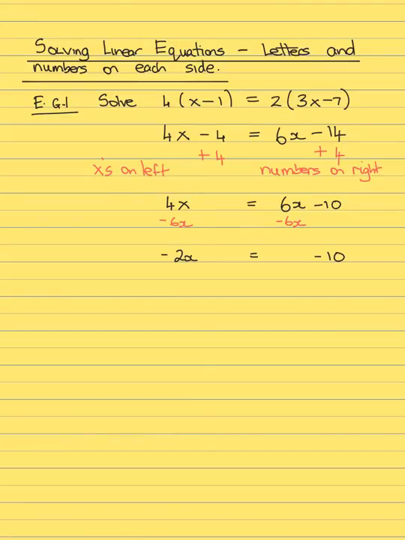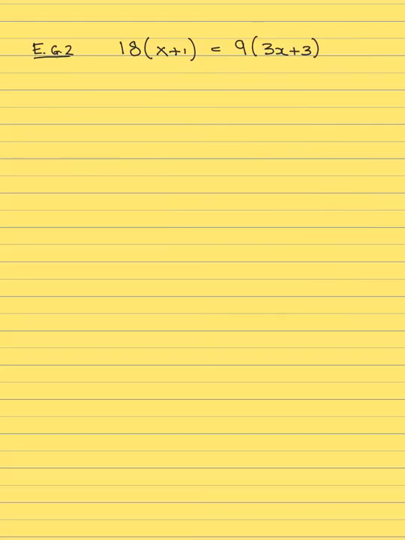And of course now we can just divide both sides by minus 2, because that's the number that's in front of the x. Minus 2 divided by minus 2. Minus divided by minus is a plus. 2 divided by 2 is 1. The left-hand side is 1x. And on the right-hand side, minus divided by minus is plus. 10 divided by 2 is 5. 1x equals 5 is our answer. When we go through this example, I'll write out the steps as well for you.